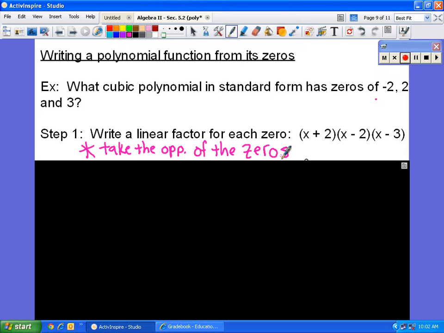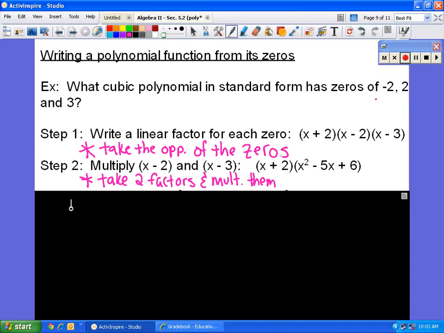Okay, so the next step is we're going to start combining these binomials. You're going to take two binomials and multiply them. So I took x minus 2 and x minus 3. You may take any of the two pairs and multiply them together. Either way, what you should get is, in this case, a binomial and a trinomial.